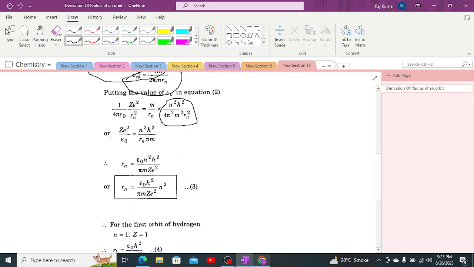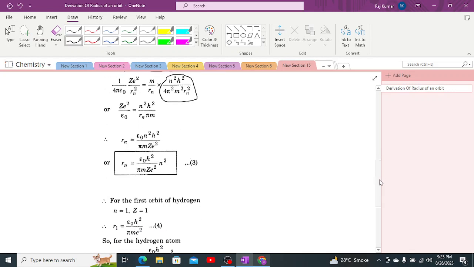Accordingly, Z e square upon epsilon naught is equal to n square h square upon 4 pi m. As we multiply it and do some simplification, the answer will be Z e square upon epsilon naught is equal to n square h square upon 4 r pi m. Now, in order to calculate the value of r, we go to the other side. Again, simple mathematical calculation gives r is equal to epsilon naught n square h square upon pi m Z square.